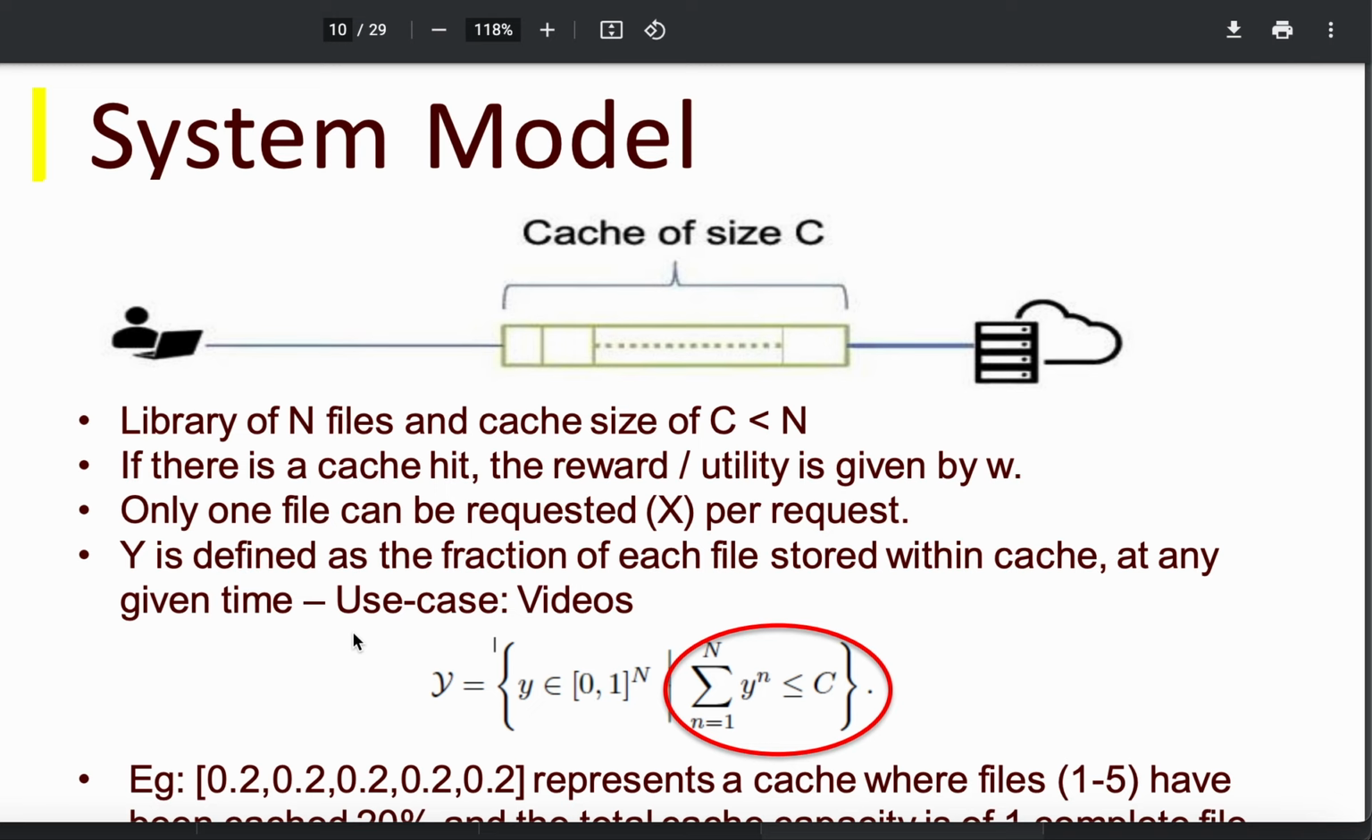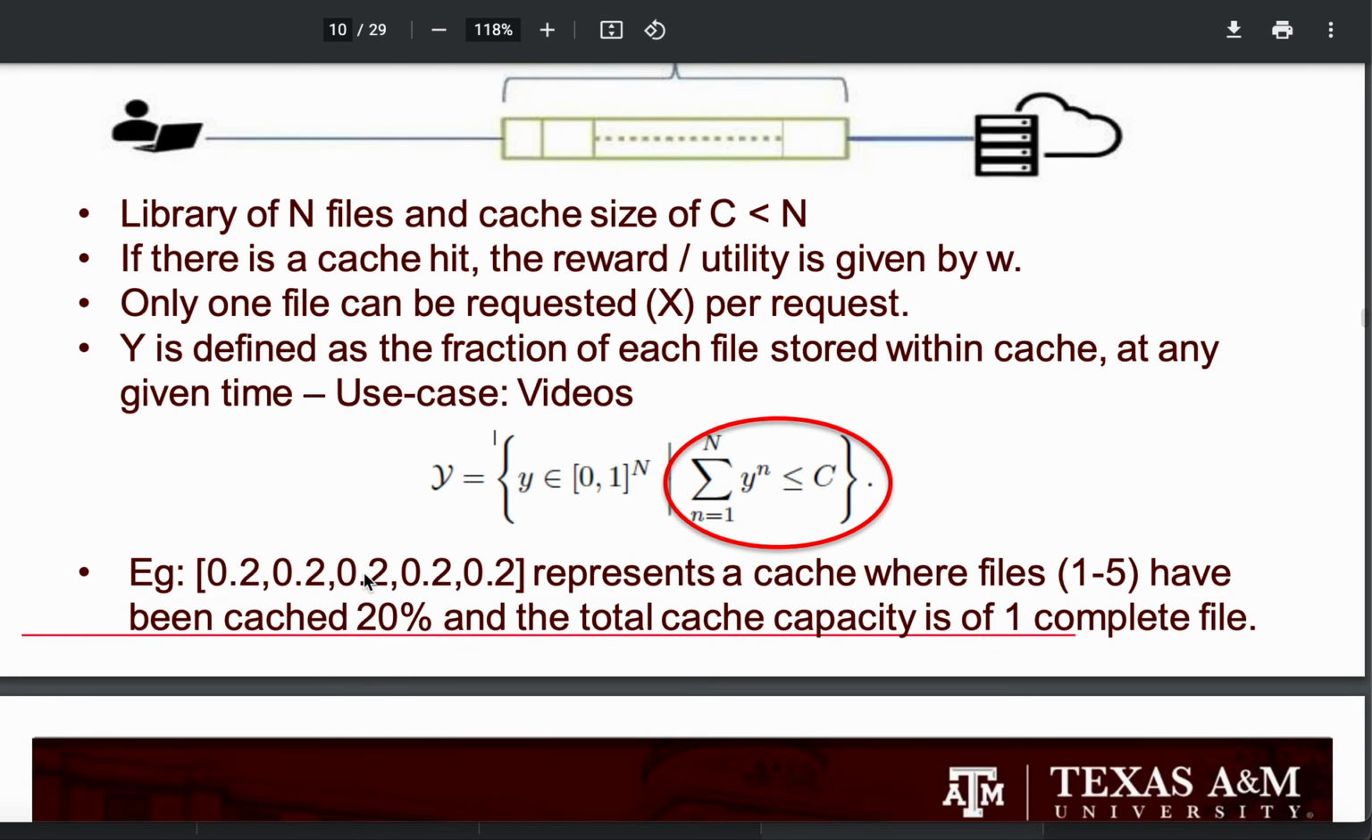The only constraint is that the total sum of the storage of the different cached files has to be less than or equal to the cache capacity. For example, let's say we have 5 files and we have stored 20% of each file. 20% of each file has been cached, and the total capacity of this cache is one complete file. So this constraint is satisfied by this example.